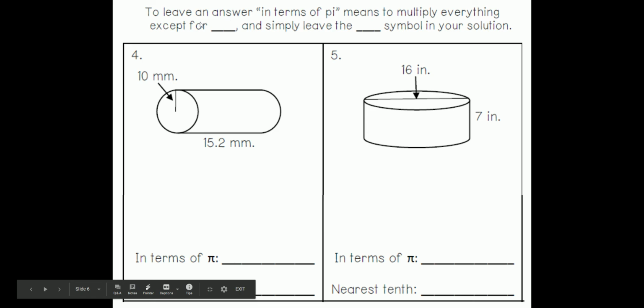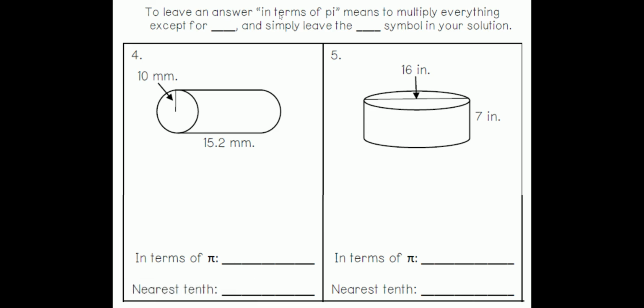All right, in these questions, we're going to do something a little bit different. They want us to leave the answer in terms of pi. What that means is that we're going to multiply everything except for pi and simply leave pi, the pi symbol, in our solution. And then afterward, we're going to multiply that solution with pi. So we'll give you a quick example.